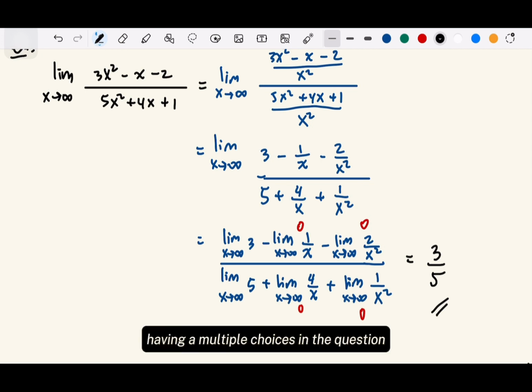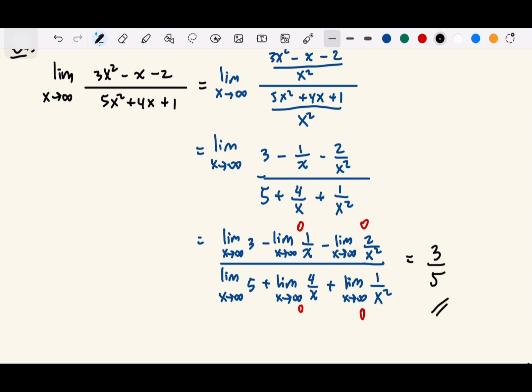Especially if you are having multiple choices in the question. But we will not have any multiple choice in our exam.